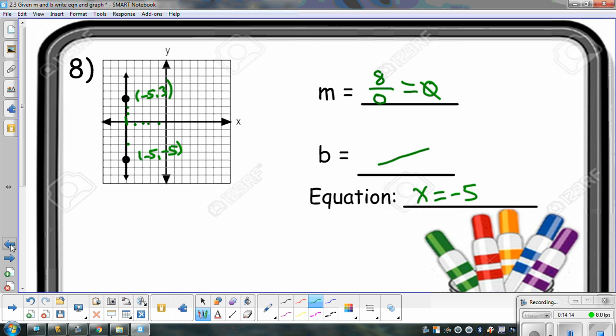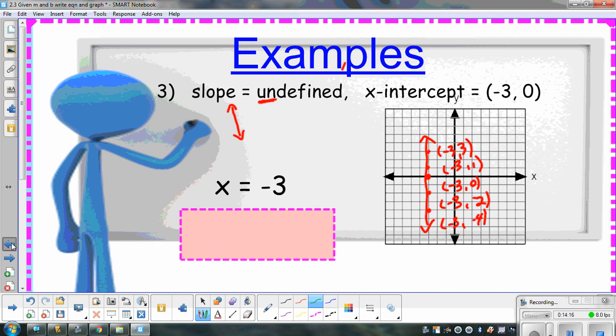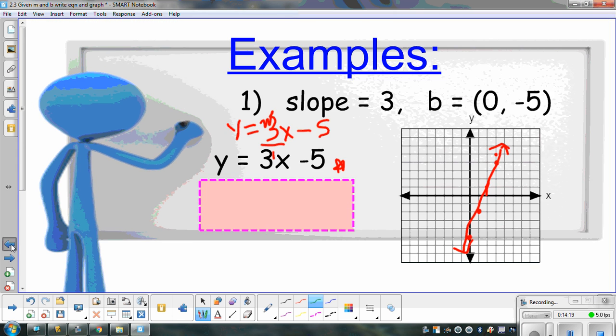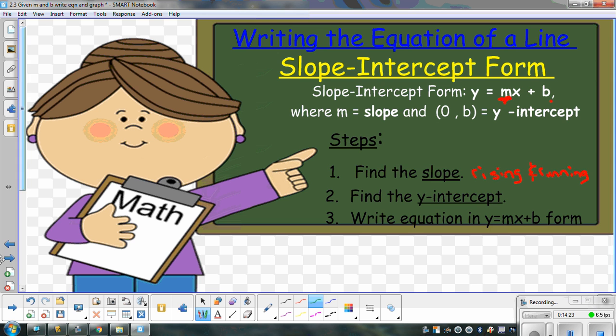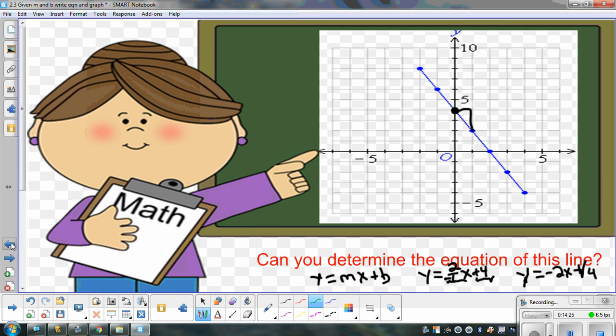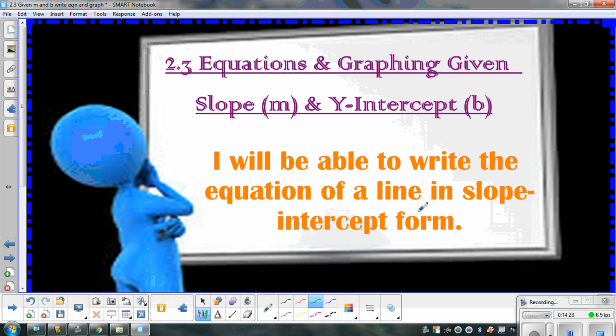So if you go back to our original goal in the beginning of the lesson, are you comfortable and able to write the equation of a line in slope-intercept form? If I give you information and a graph, can you write the equation in y equals mx plus b? If you are good to go and able to do that, you're done with your notes for tonight. If you're not, take a moment, rewatch the parts of the video that are causing you some trouble, and write down any questions that you have for me and bring them to class tomorrow.